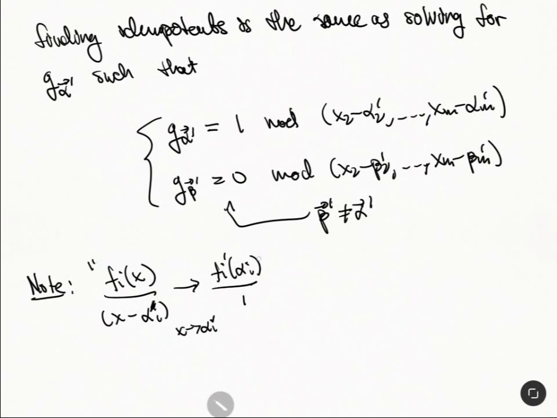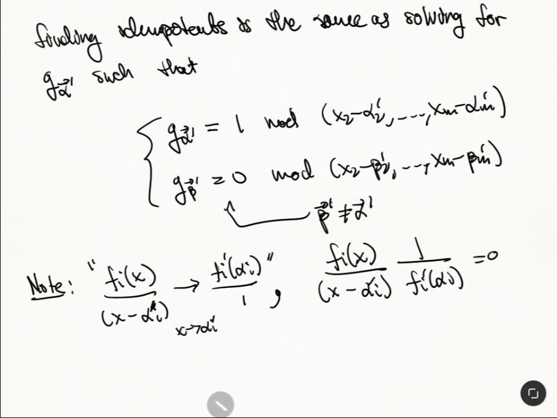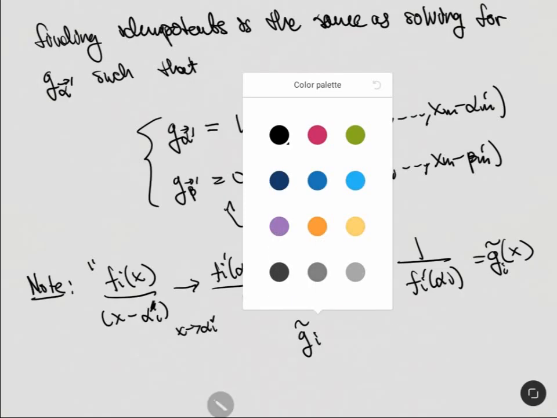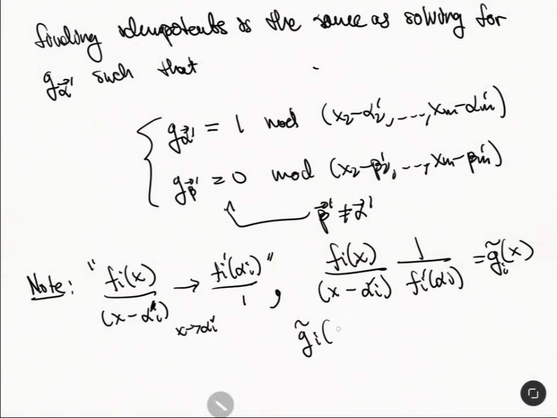So this is like L'Hopital's rule, right? But this is true even if you evaluated at alpha_i because it's an algebraic thing. You could also just cancel the monomial term here and actually compute what it is, and you'll find out that it's the derivative evaluated at alpha_i. Anyway, so this tells us that f_i(x) over x minus alpha_i prime times 1 over f_i prime alpha_i. So this thing here, let's call this G tilde_i of x. Okay? So this thing has the property that G tilde_i of alpha_i is equal to 1, and G tilde_i of beta_i prime is equal to 0.